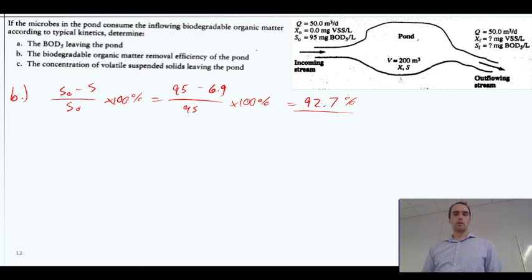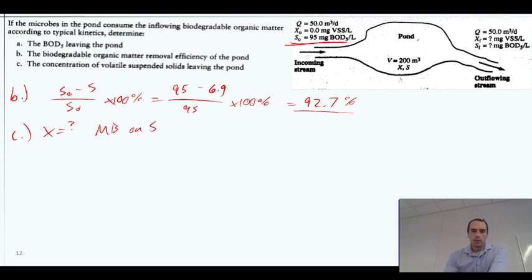So we had an inflow concentration of 95 milligrams per liter there. Okay, so then part C, if we did a mass balance on X to find S, well, it turns out a mass balance on S can give us X. Counterintuitive here, but this is the way it's going to work.